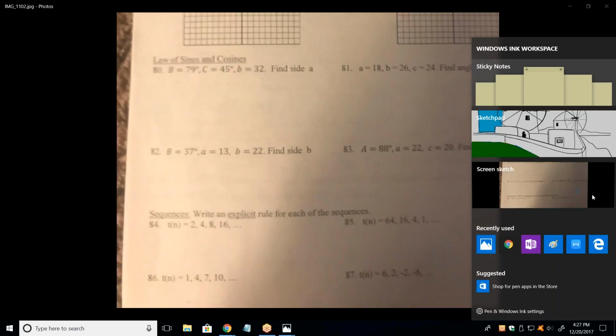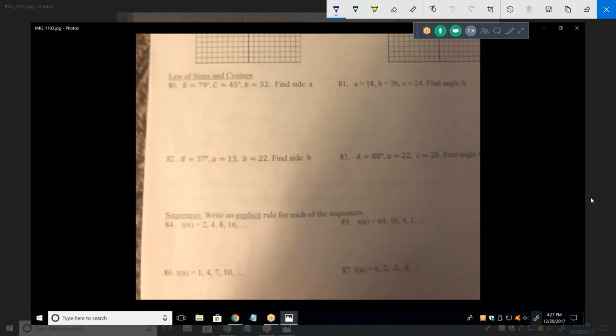All right, let's do a little trig. Of sines and cosines. Well, let's draw a triangle first of all to see which one we're going to use. We have a triangle ABC. Label that for me as much as you can. B is 79 degrees, the angle, and then it has a length of 32, and then C is 45 degrees.